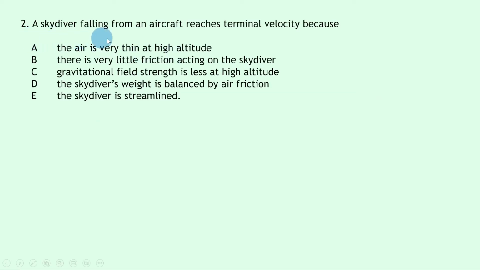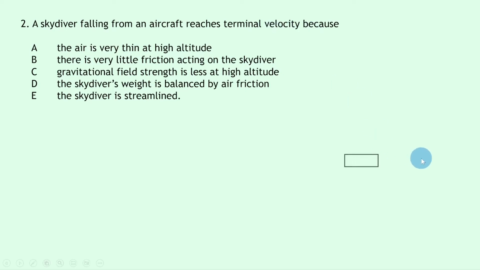Question 2 says a skydiver falling from an aircraft reaches terminal velocity because the air is very thin at high altitude, there is very little friction acting on the skydiver, gravitational field strength is less at high altitude, the skydiver's weight is balanced by air friction, or the skydiver is streamlined. Well, if we think about what terminal velocity is, first of all, remember that's a constant speed or constant velocity reached when the vertical forces acting on the skydiver become balanced.